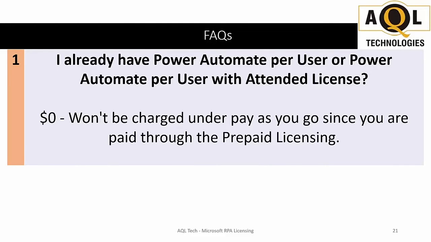Question number one, I already have Power Automate per user or Power Automate per user with a attended license. So how is this going to reflect my pay-as-you-go billing? So if you already have the Power Automate per user or Power Automate per user with attended license, especially with the attended license, then you won't be charged under pay-as-you-go since you are paid through the prepaid licensing.